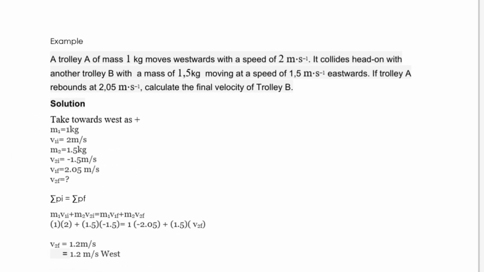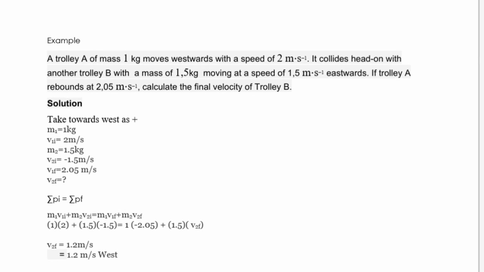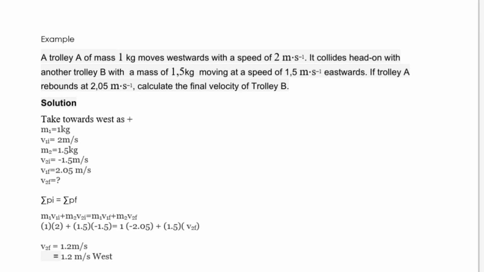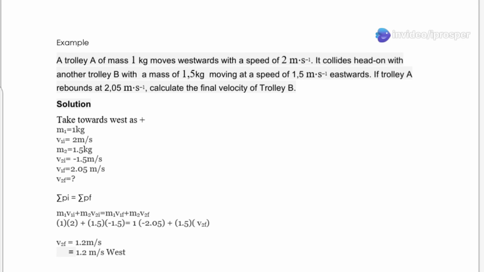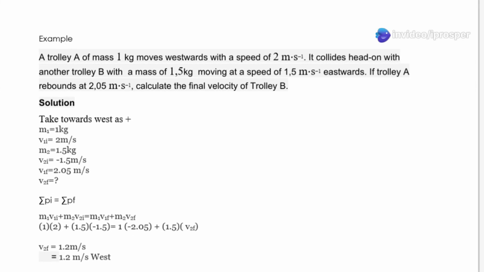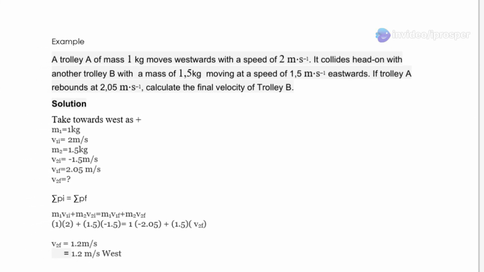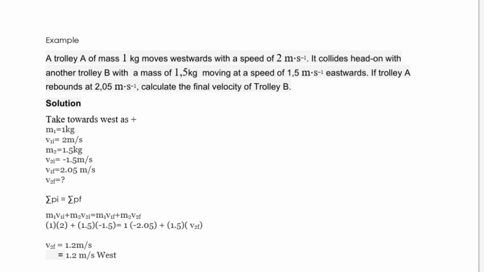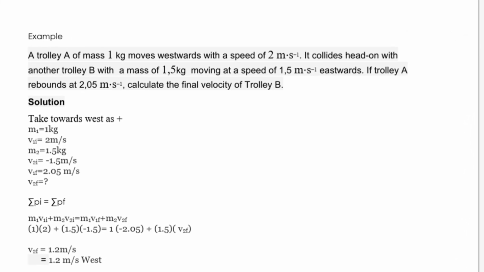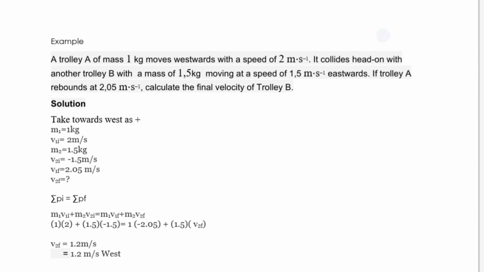Solution. Take towards west as plus. Mass 1 equals 1 kilogram. Initial velocity of mass 1 is 2 meters per second. Mass 2 equals 1.5 kilograms. Initial velocity of mass 2 is minus 1.5 meters per second. Final velocity of mass 1 is 2.05 meters per second. Final velocity of mass 2 is unknown.